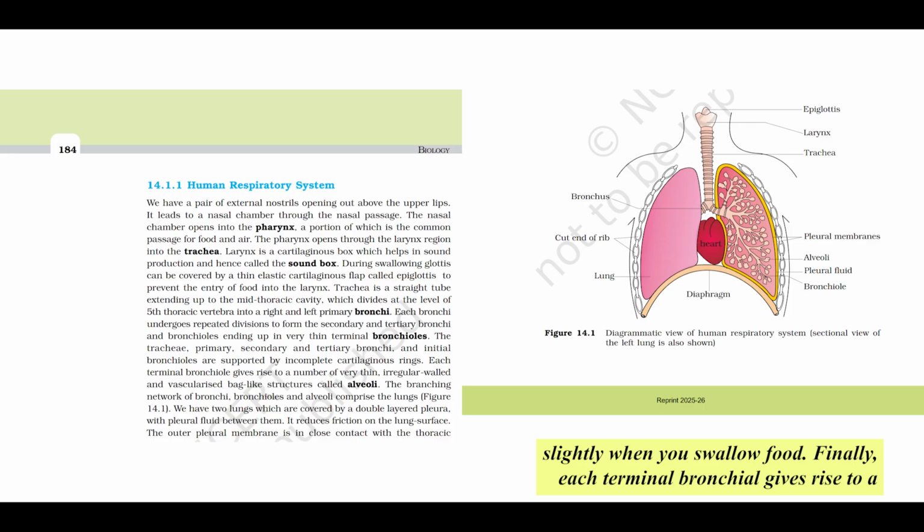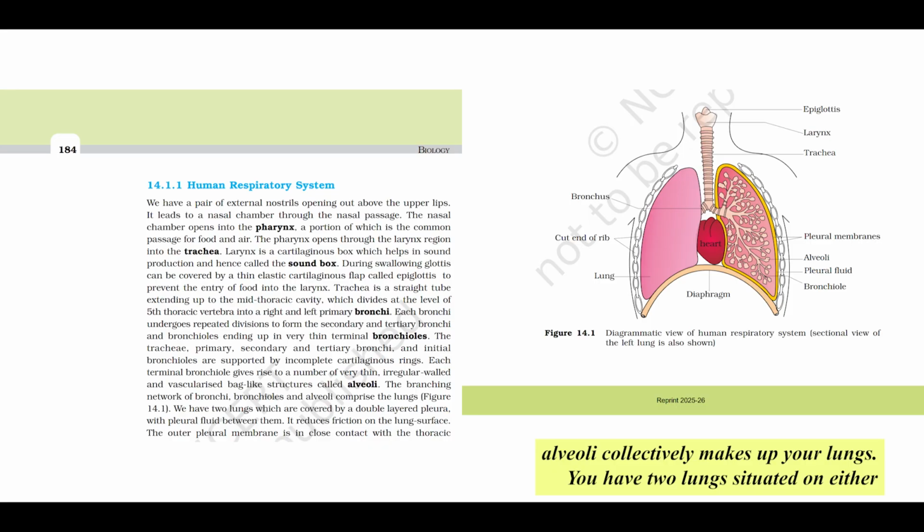Finally, each terminal bronchiole gives rise to a number of very thin-walled, irregular-shaped, and highly vascularized, meaning rich in blood capillaries, bag-like structures called alveoli, singular alveolus. These millions of tiny alveoli are the true microscopic workhorses. They are the primary sites where the actual gas exchange takes place between the air and the blood. This entire complex branching network, bronchi, bronchioles, and all the alveoli, collectively makes up your lungs.